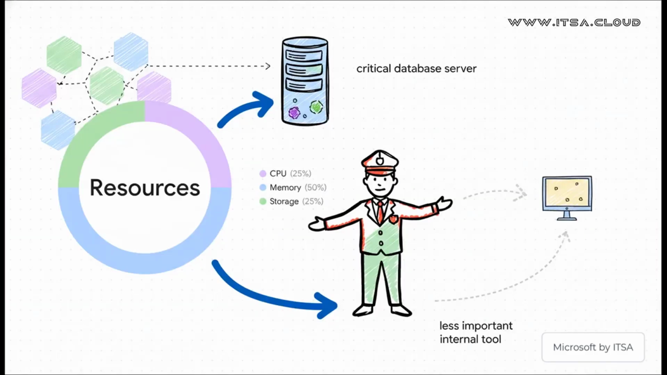Okay, on to the second pillar, resource allocation. This is where you get to play traffic cop. It's here that you decide exactly how much of the host server's power each of your virtual machines gets to use. So you can give your supercritical database server a ton of CPU cores and memory, while, say, a less important internal tool gets just the bare minimum it needs. It's all about having that precise, granular control.